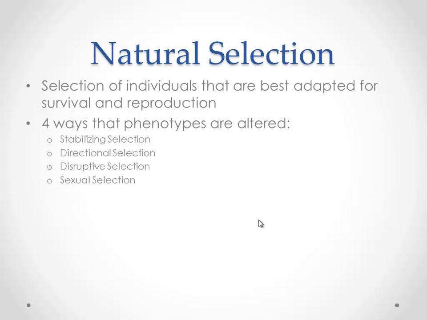The last mechanism is natural selection. Now, natural selection is the selection of individuals that are best adapted for survival and reproduction, that survival of the fittest. And there's actually 4 ways that natural selection occurs, 4 ways that those phenotypes are altered: stabilizing selection, directional, disruptive, and sexual selection. And we're going to talk about all 4.